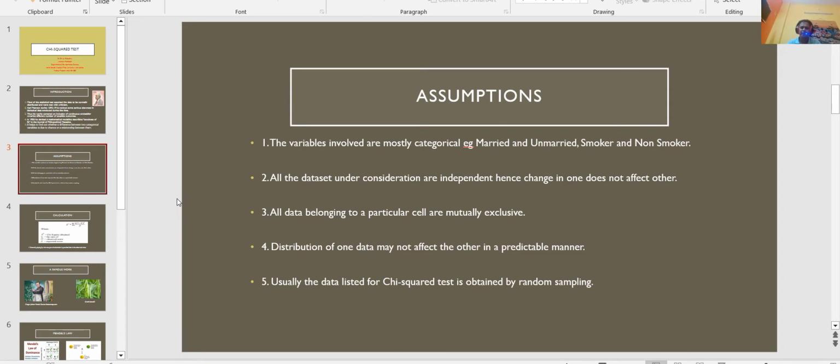The chi-square data set is usually obtained by a random sampling method. So there is no bias in the data set. They are actual representatives of the data.